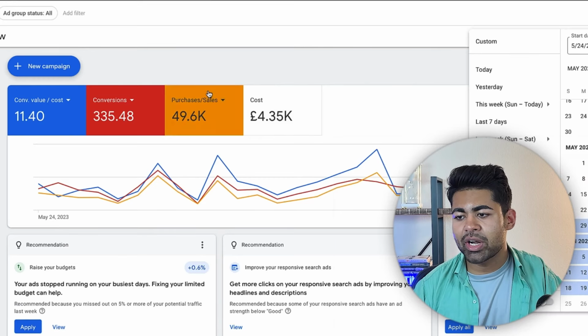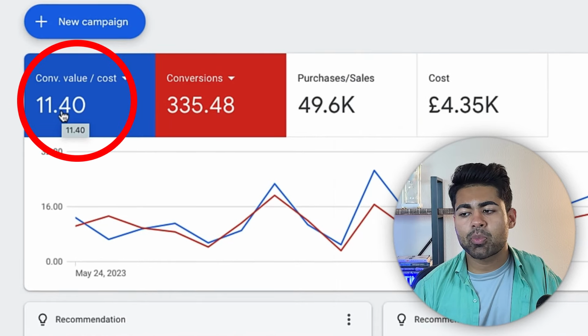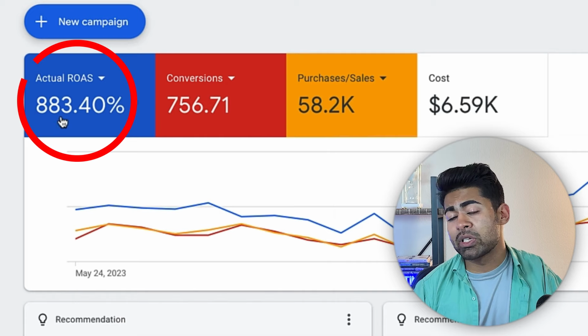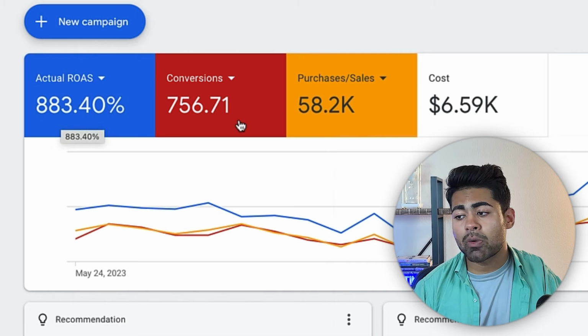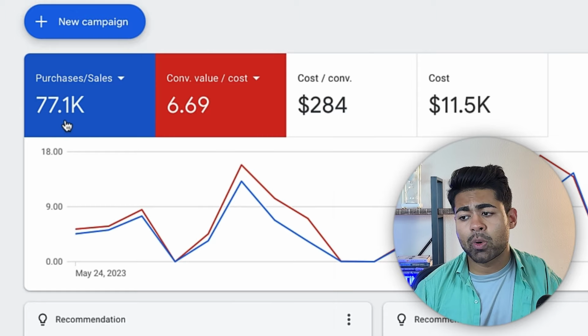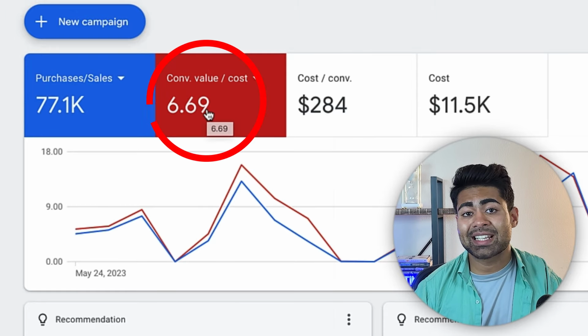been using to scale this e-commerce brand right here in the last 30 days to roughly an 11.40x ROAS, or this e-commerce brand right here, where we scaled it to over 8.8x ROAS in a matter of 30 days, or also this e-commerce brand where we scaled this to a 6.69x ROAS.